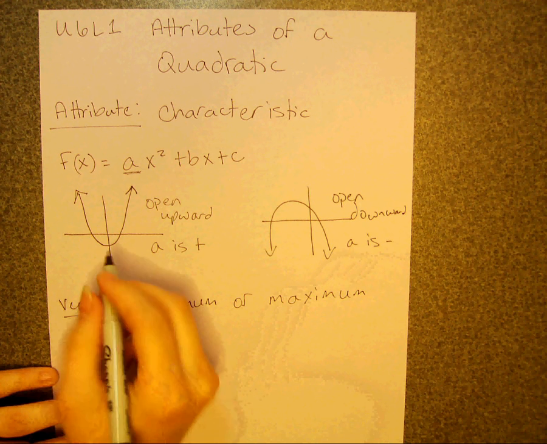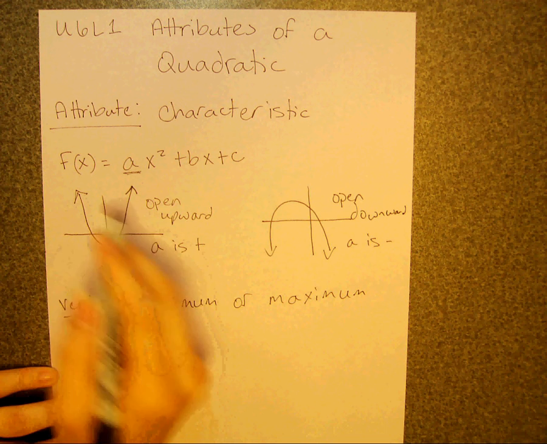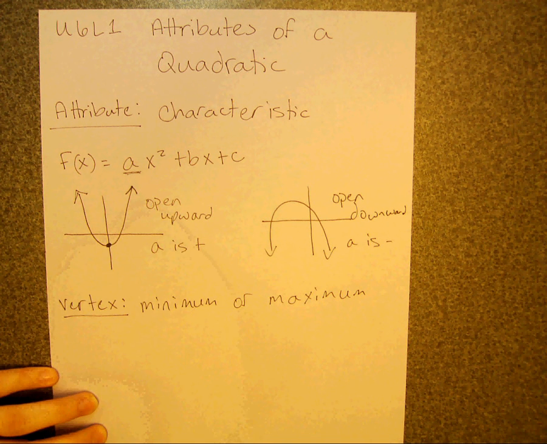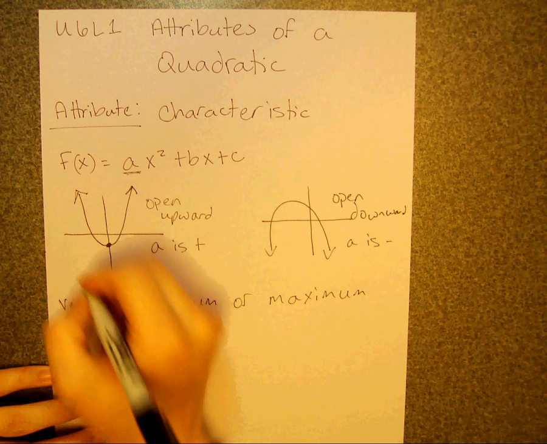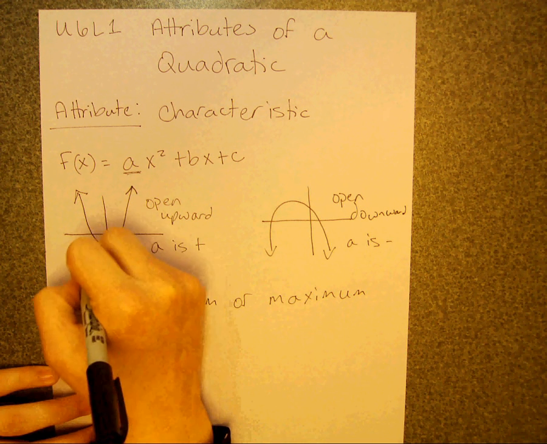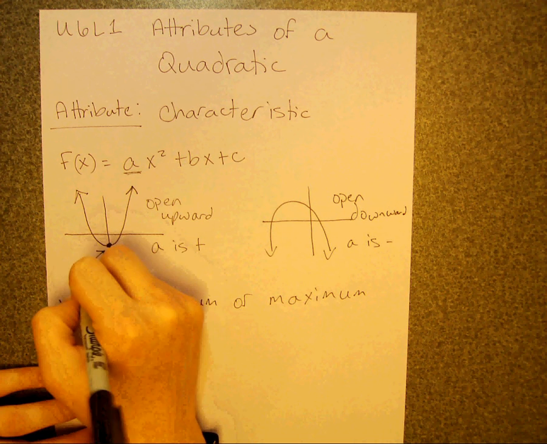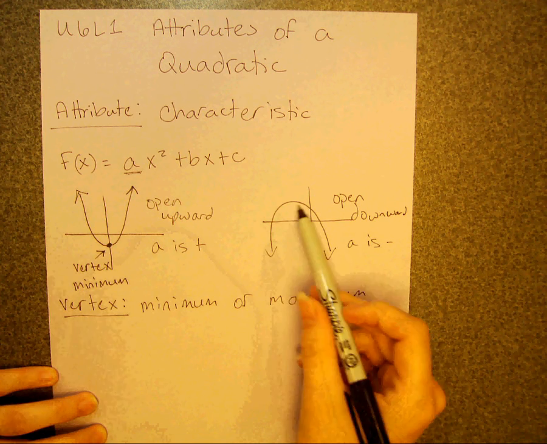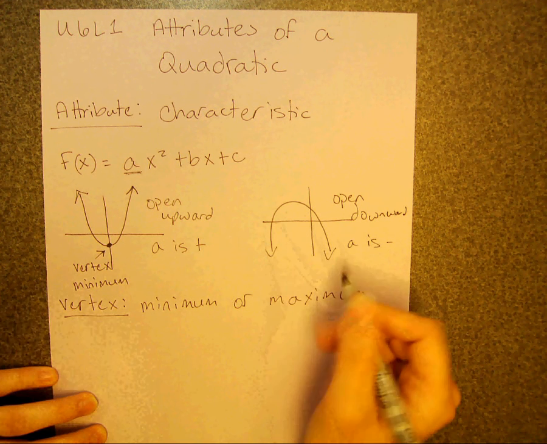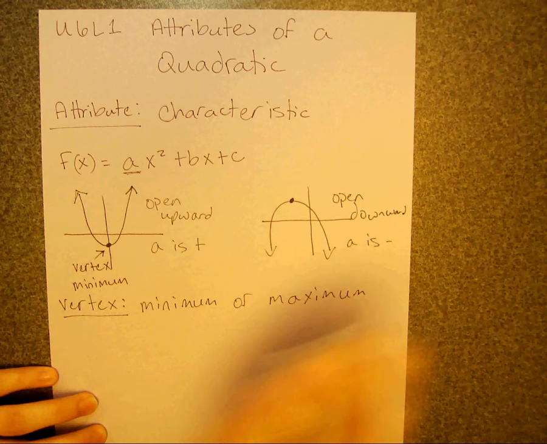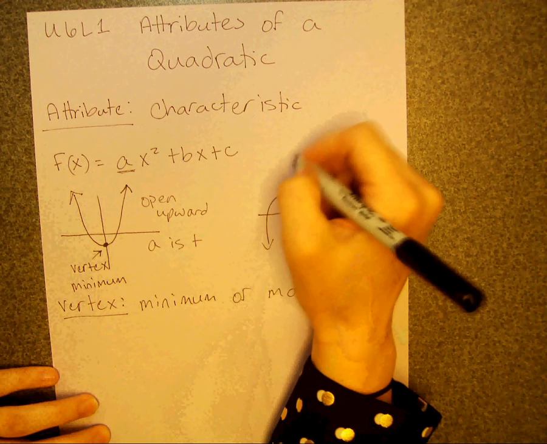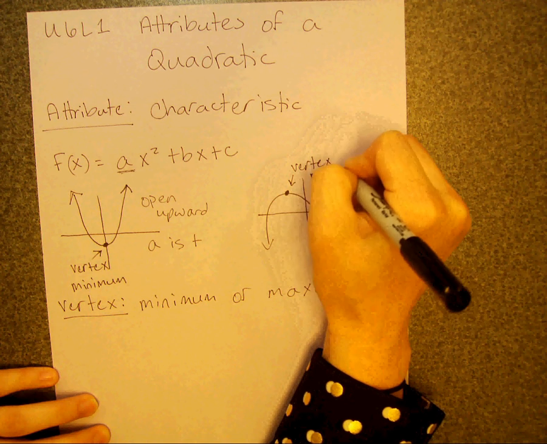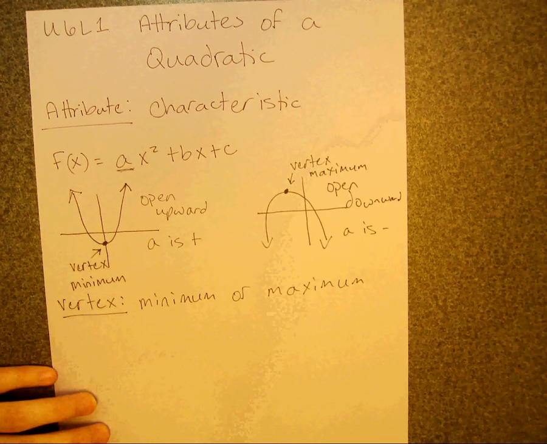If it's open upward, the vertex is a minimum of the quadratic. It's the lowest point on the quadratic. So here's my vertex. When it's open upward, I get a minimum. If my quadratic is reflected over the x-axis and it's open downward, then my vertex, again, it's where it curves. This is my vertex. And now the vertex is a maximum of my quadratic.